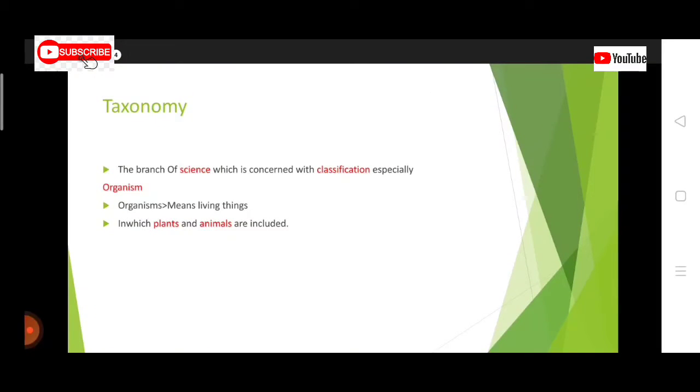What does taxonomy mean? Taxonomy is the branch of science which is concerned with classification, especially of organisms. So what is classification? Many students don't know about classification. Classification is the division of organisms into groups and subgroups on the basis of similarities and differences, which establish taxonomy, especially for organisms, which include plants and animals. If anyone doesn't know about organisms, organism means living things.